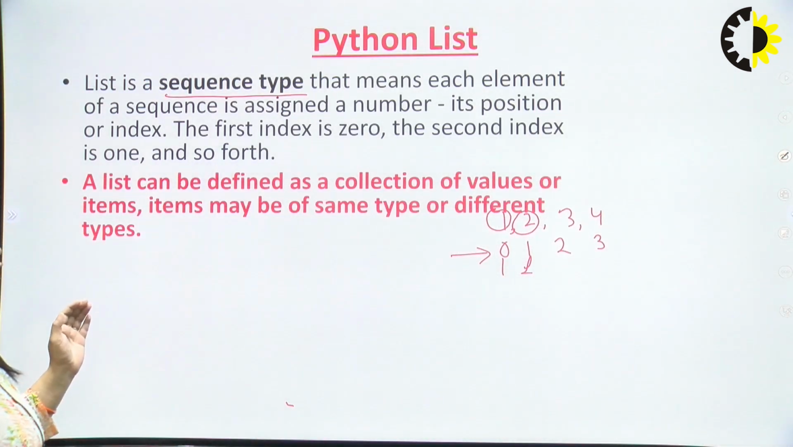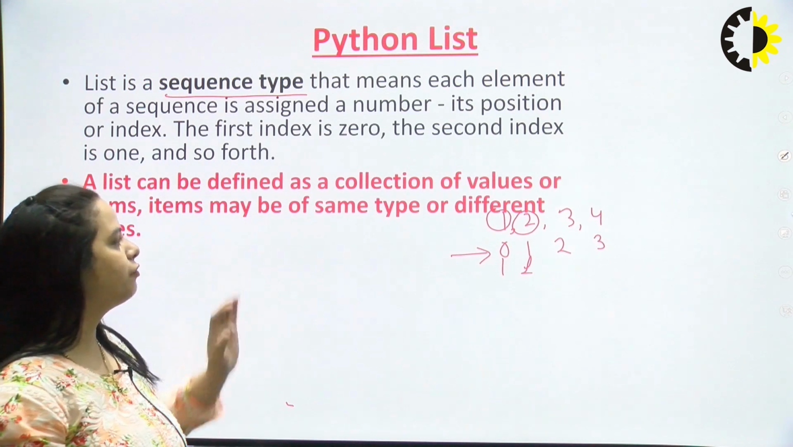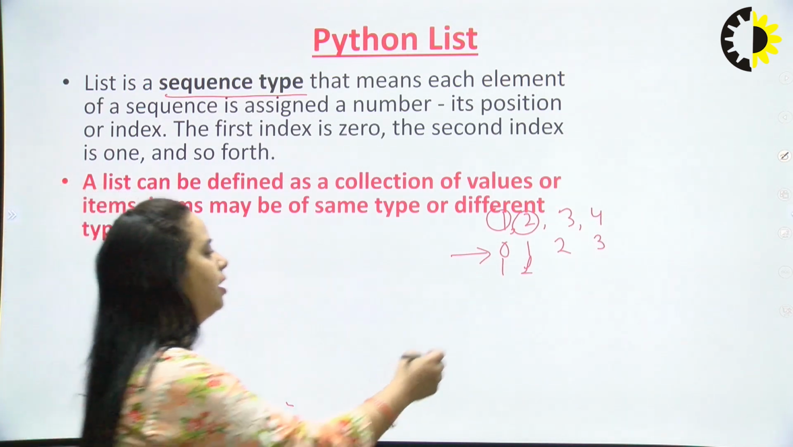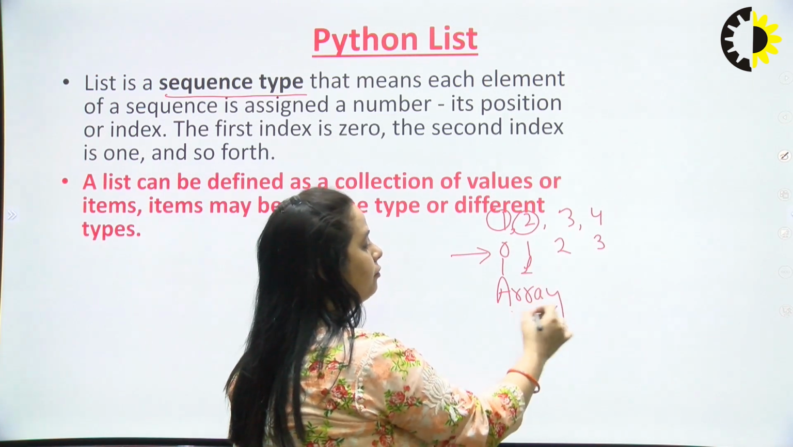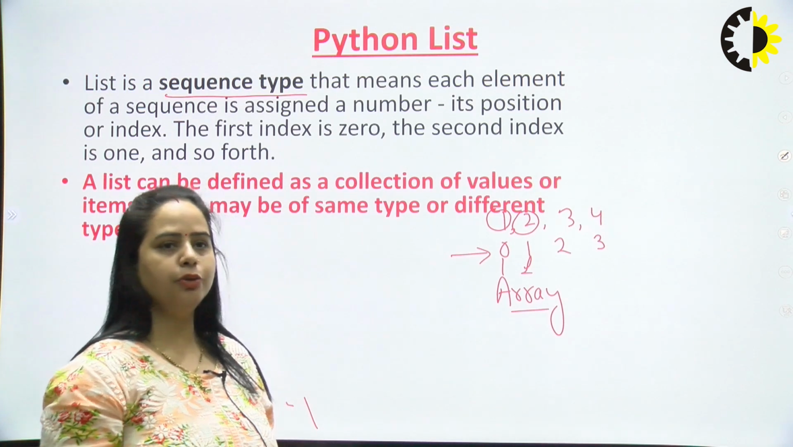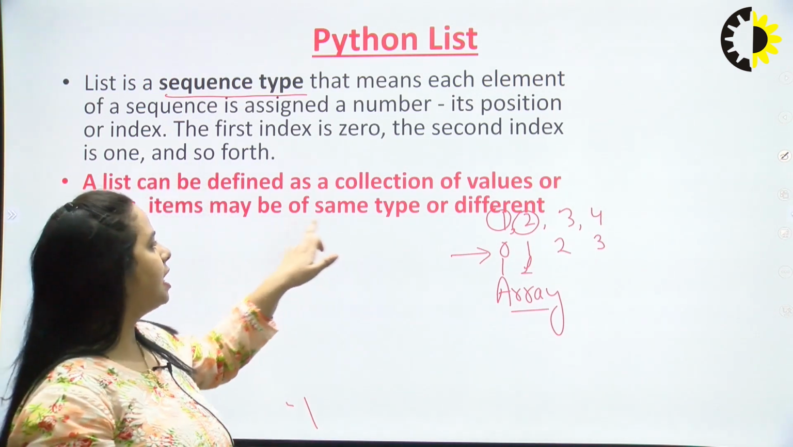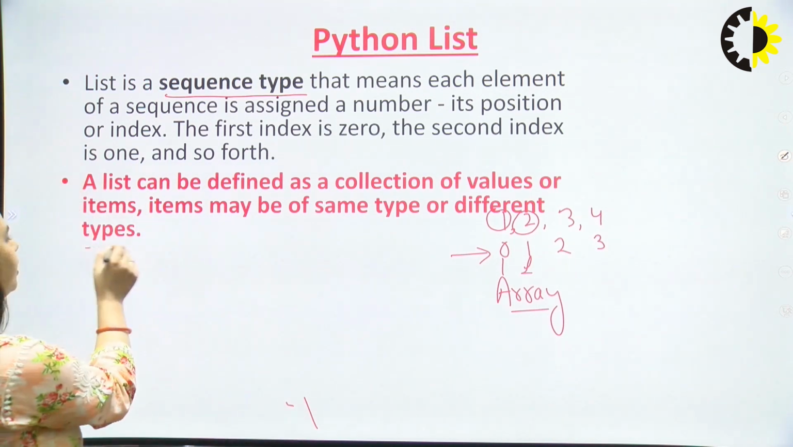Now, what is a list? A list can be defined as a collection of values or items, which may be of the same type or different types. You have heard about arrays, or were taught about arrays, in first year. What is an array? An array is a collection of values or items of the same type, but in a list we can store values of different types also.